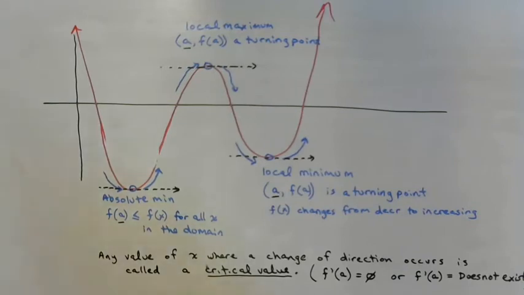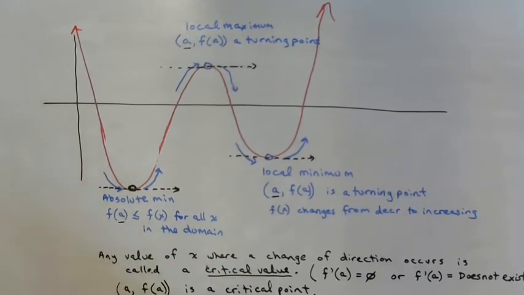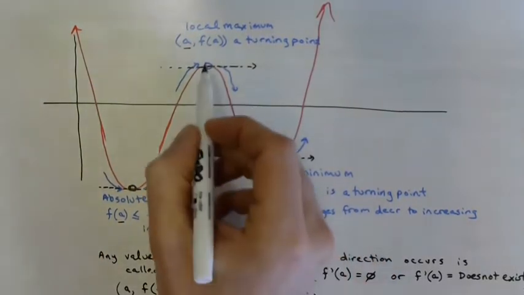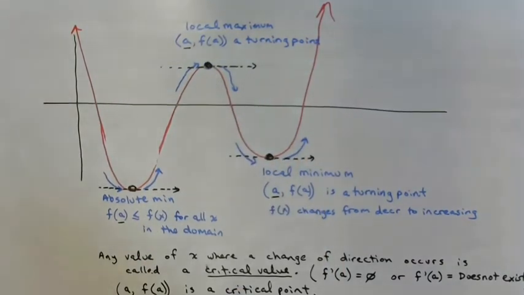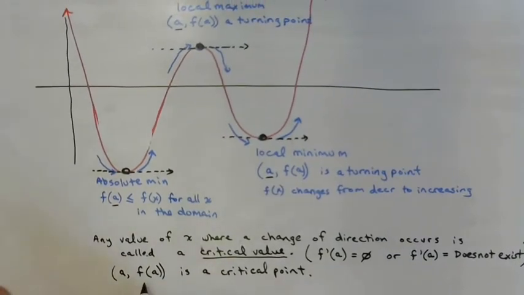Okay, so if x equals a is a critical value, then f of a is a critical point. Okay, so all we're saying is that this point right here, the absolute min, is a critical point. The local min is a critical point, and this local max is a critical point. And in order to determine when and where that happens, the value of the derivative function will be 0 or won't exist at that point.